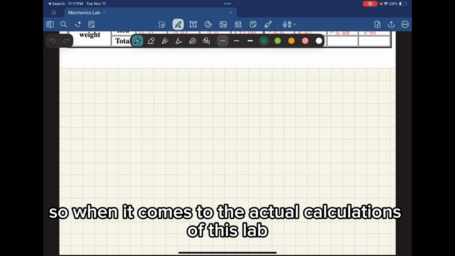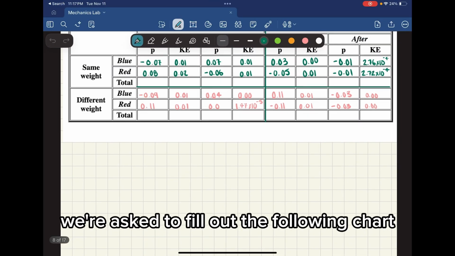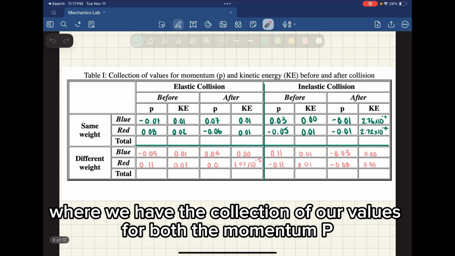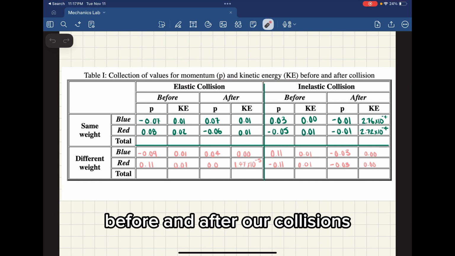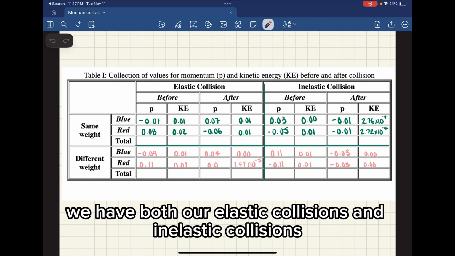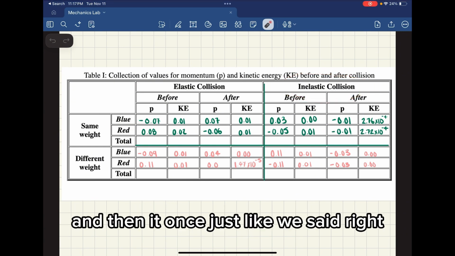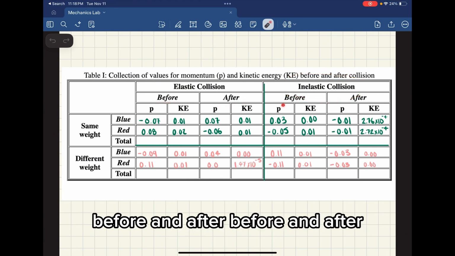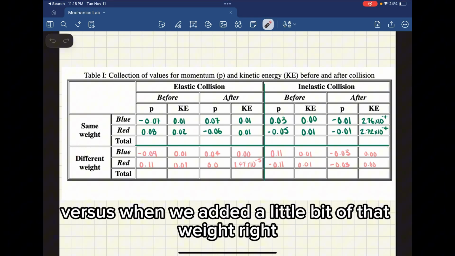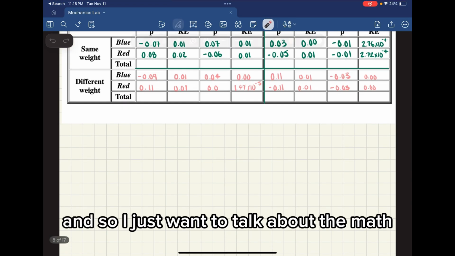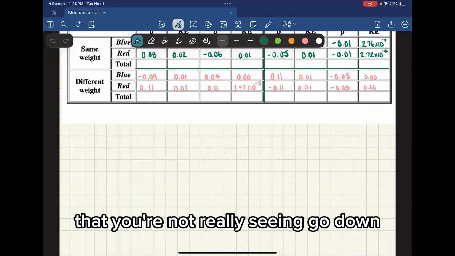So when it comes to the actual calculations of this lab, we're asked to fill out the following chart, where we have the collection of our values for both the momentum P and the kinetic energy KE before and after our collisions. We have both our elastic collisions and inelastic collisions, before and after, and then both when we had the same weight versus when we added a little bit of weight.